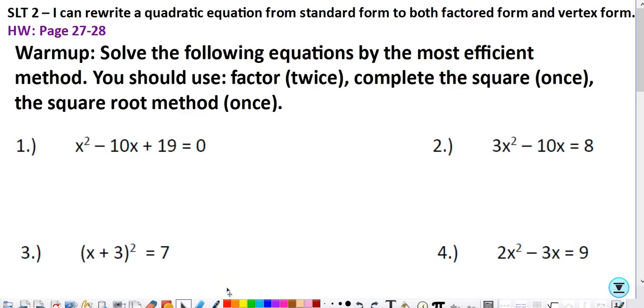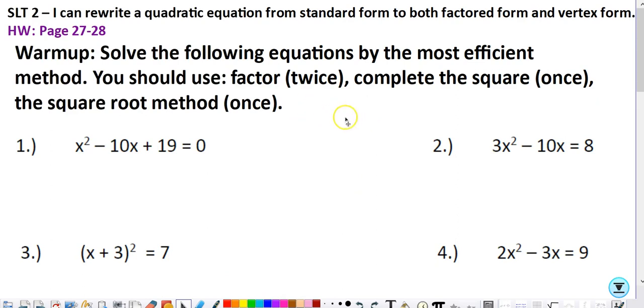This is a video for Honors Algebra 2 in our Quadratics unit, Unit 2. The student learning topic is I can rewrite a quadratic equation from standard form to both factored and vertex form. But first, a warm-up. We're going to solve using the most efficient method.